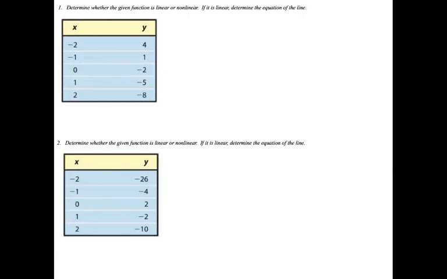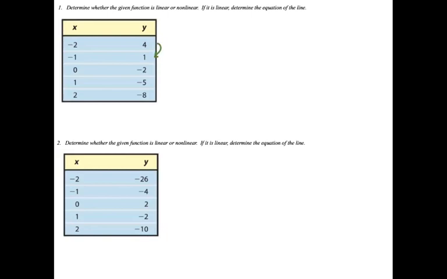First thing we've been asked to do is determine whether the given function is linear or nonlinear, and we're given a table of values. So to determine whether a table of values is linear or nonlinear, we want to figure out what the slope, if there is one, is. So we're looking for the change in y over change in x, and we're looking to see if that's constant. If it is constant, we've got something linear. If it's not constant, we don't have a linear function.